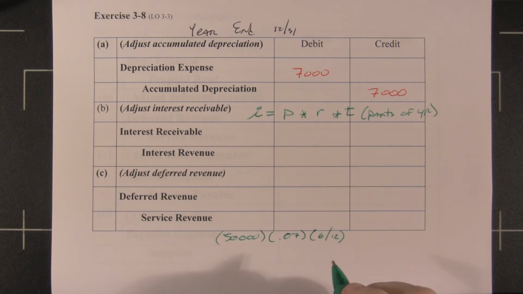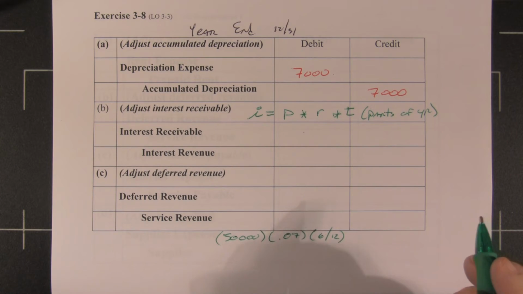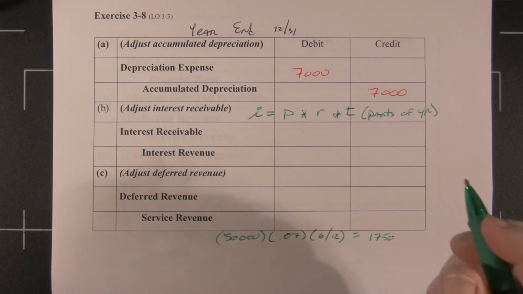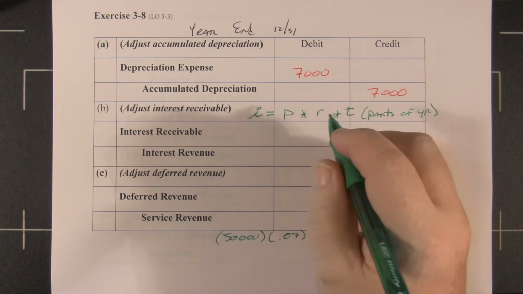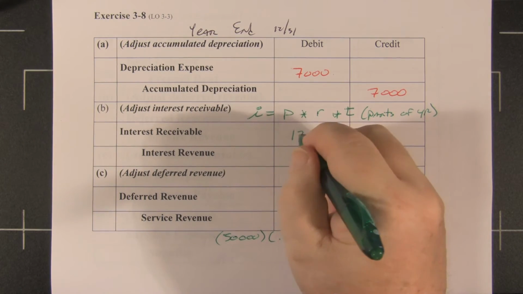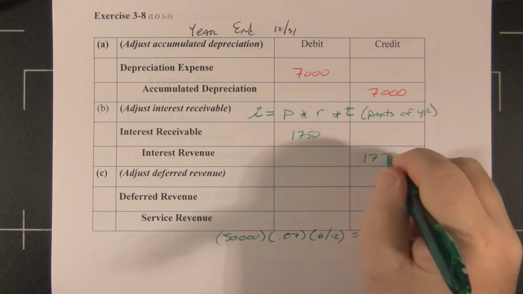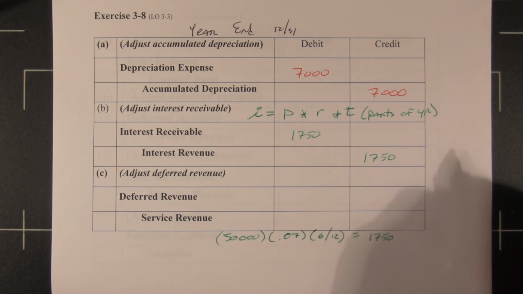So we have all of July, all of August, September, October, November, December. So that comes to $1,750. So debit interest receivable, $1,750. Credit interest revenue, $1,750.